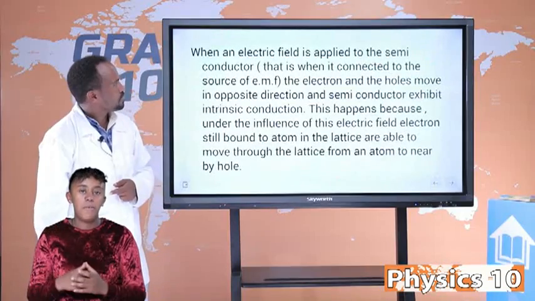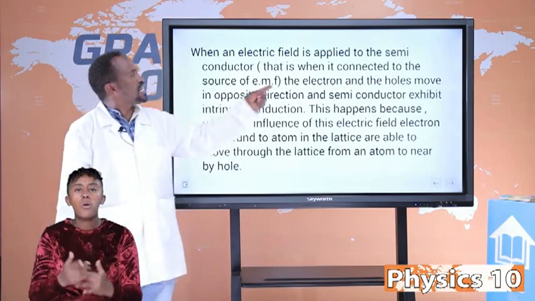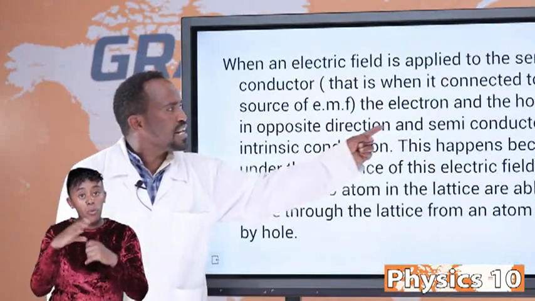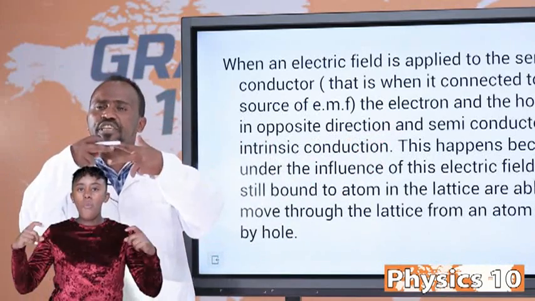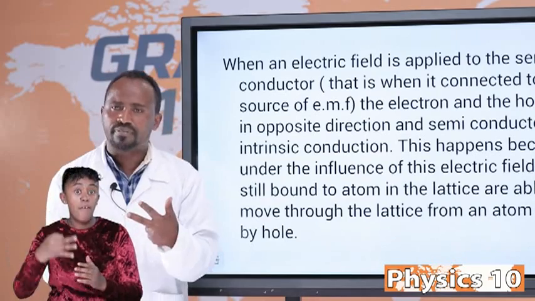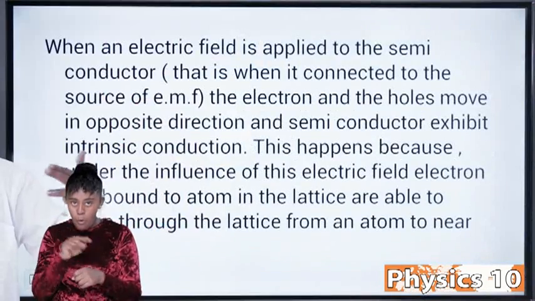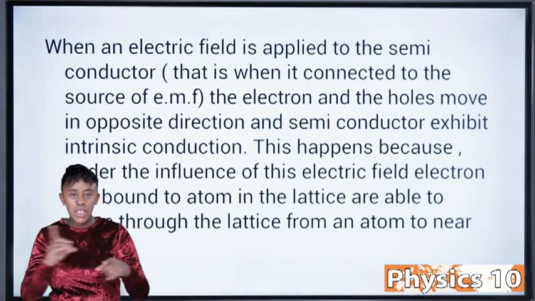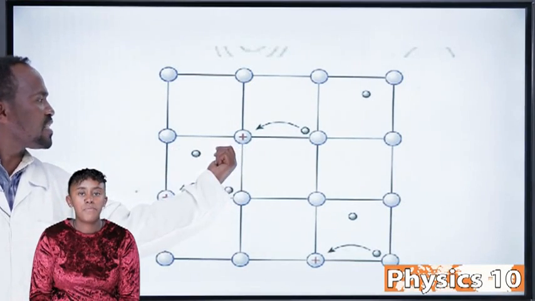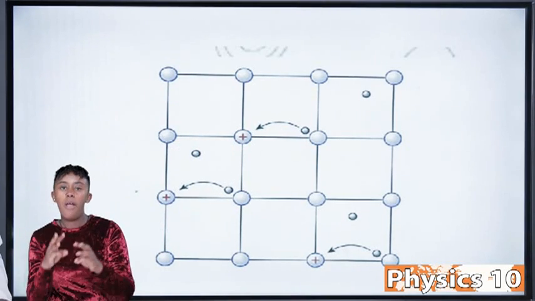Look at this one. When an electric field is applied to this semiconductor, that means when it is connected to a source of EMF, the electron and the holes move in opposite directions. Look at this diagram. Here, the electron is moving in this direction, and the hole is displaced the other way.